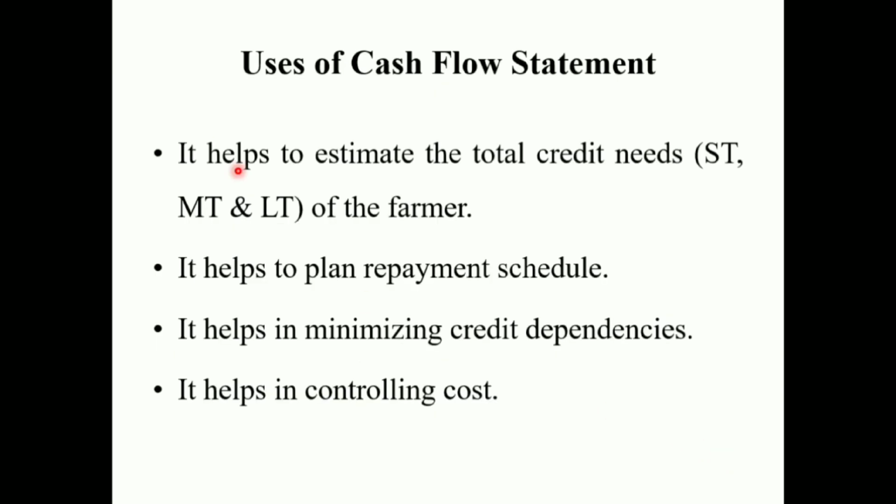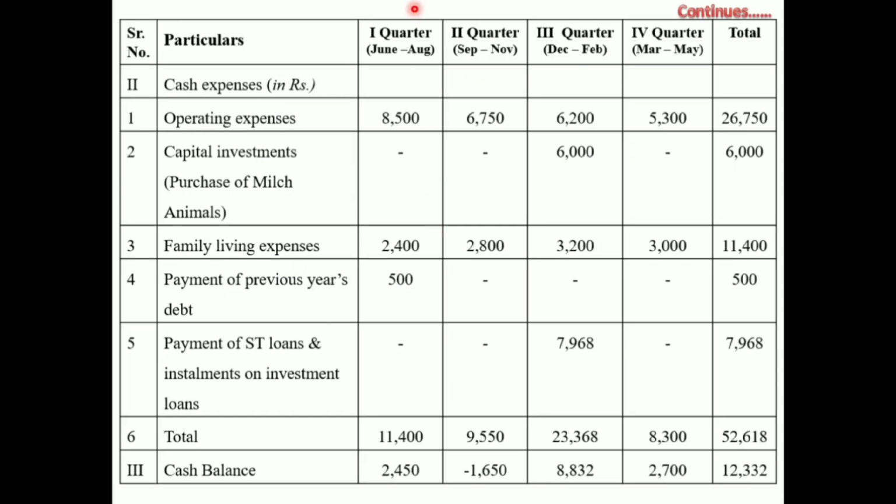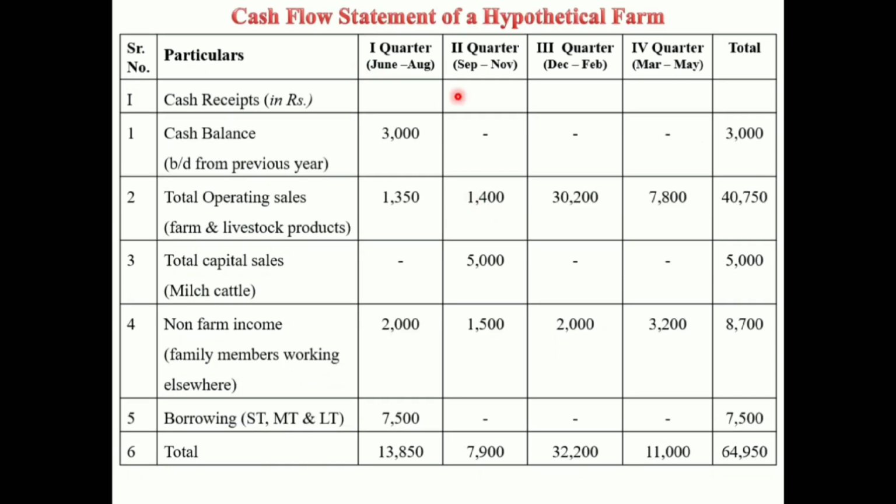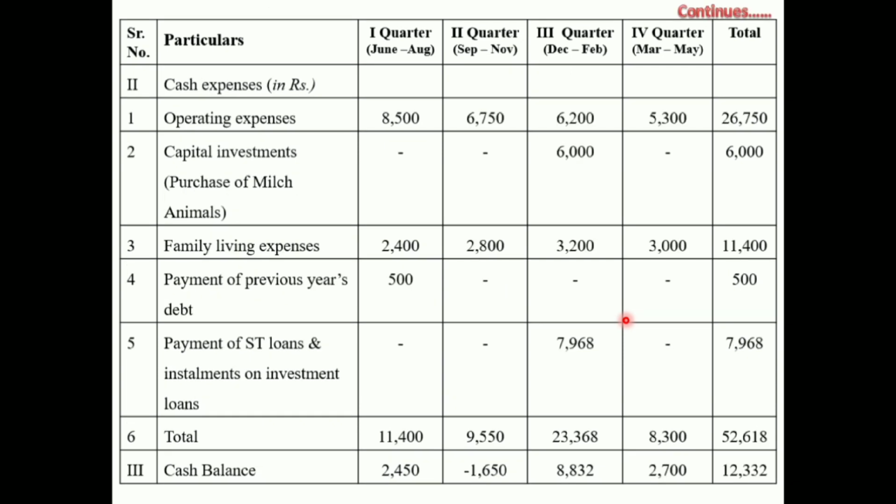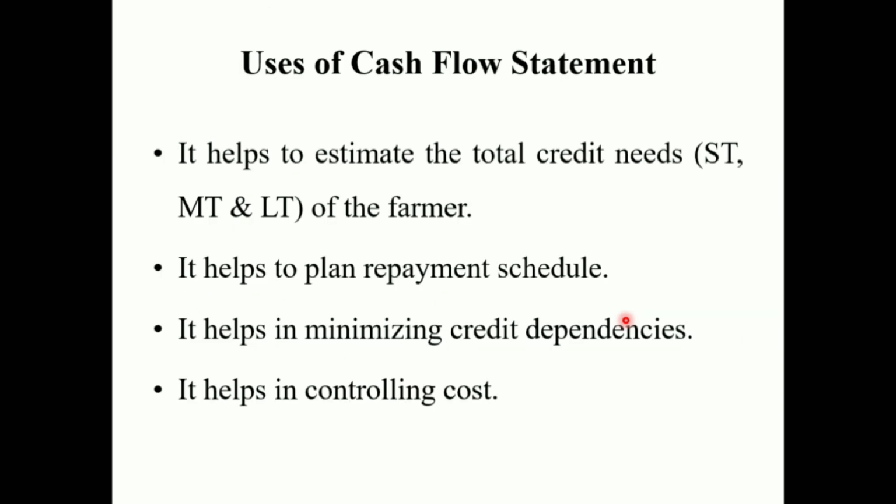Now these are the uses of cash flow statement. Cash flow statement helps to estimate the total credit need, that is for short term, medium term and long term loan of the farmer, because the cash flow statement is prepared on a quarterly basis. That's why we can easily identify what our receipt part is and what our expenses part is. Based on that, we can easily identify whether there is a need to borrow funds in the form of short term loan, medium term loan or long term loan.